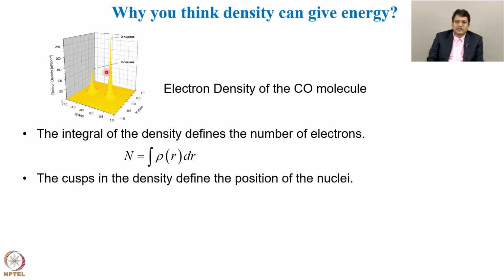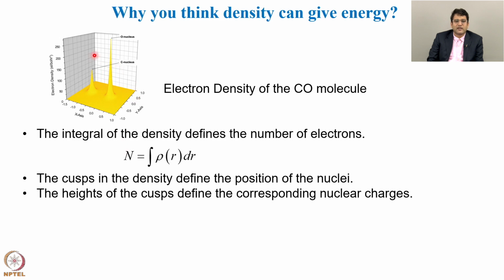Secondly, the cusp in the density defines the position of the nucleus, so I can find out where the nucleus is. Moreover, you can see that there is a difference in the height of the cusps. From the height of a cusp, I can find out the corresponding nuclear charge. So, I can use this relation: del rho of r over del r_A, at the nucleus, is equal to minus 2 Z_A times rho of r.